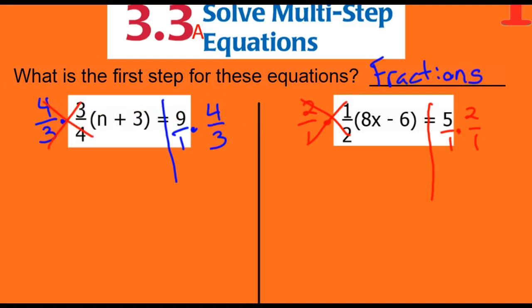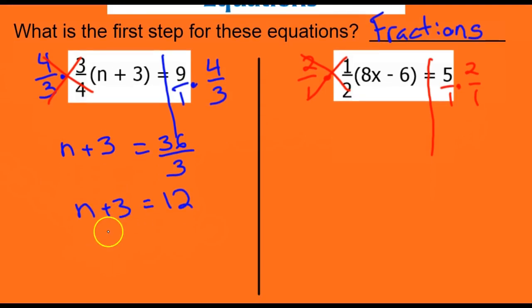So let's finish these problems then. So now we have n plus 3 equals 9 times 4, which is 36, divided by 3. N plus 3 equals 36 divided by 3, which is 12. So now we have a plus sign. What we're going to do is subtract 3 from both sides. Those cancel out. We get n equals 12 minus 3, which is 9. So n equals 9.